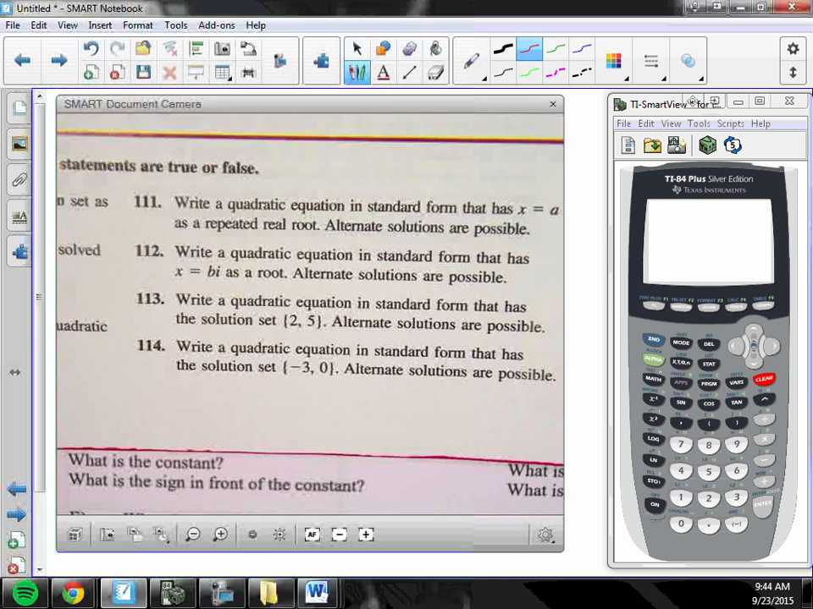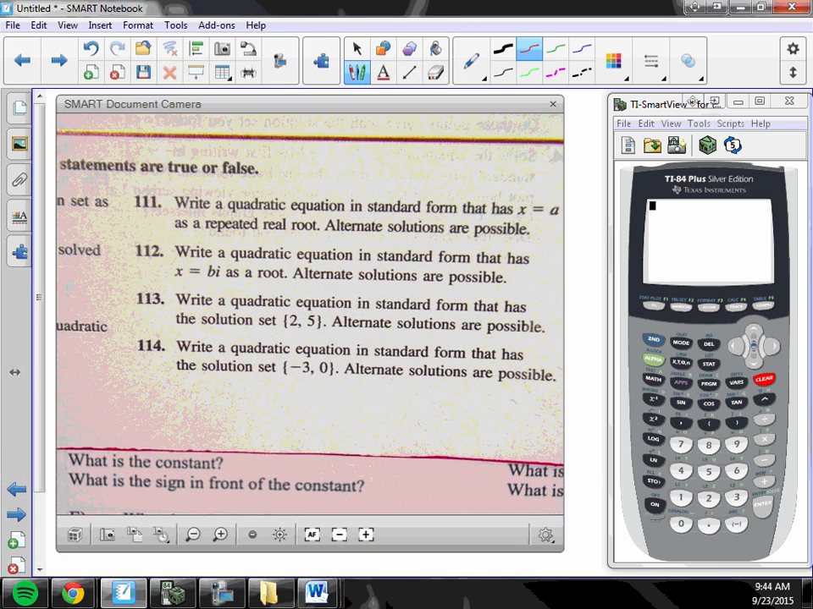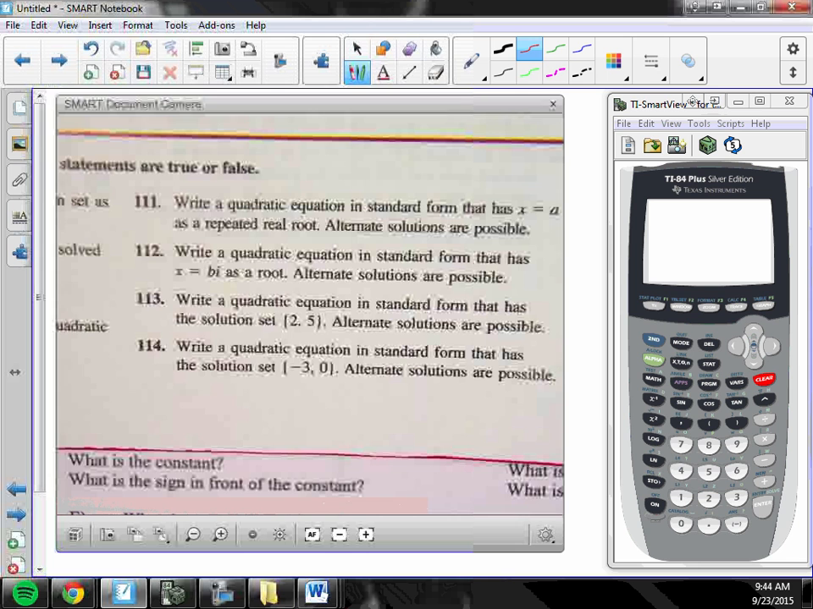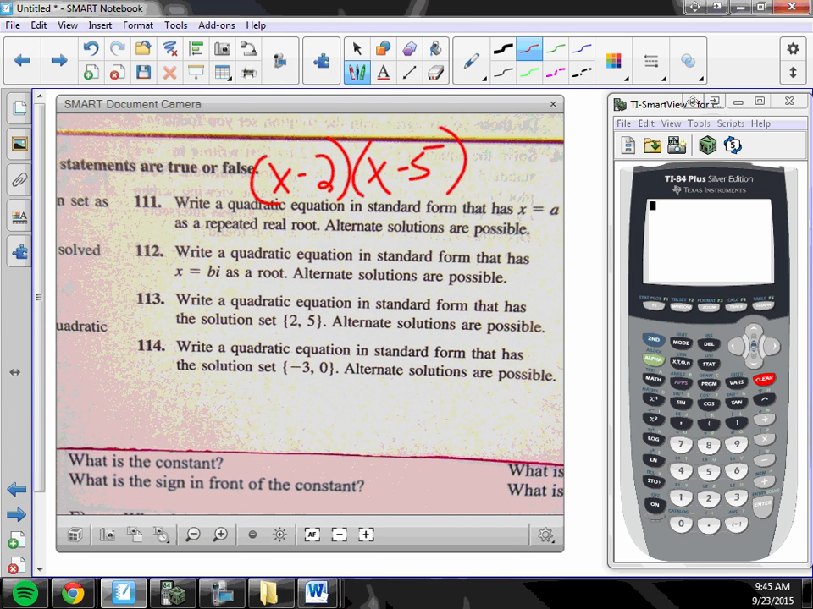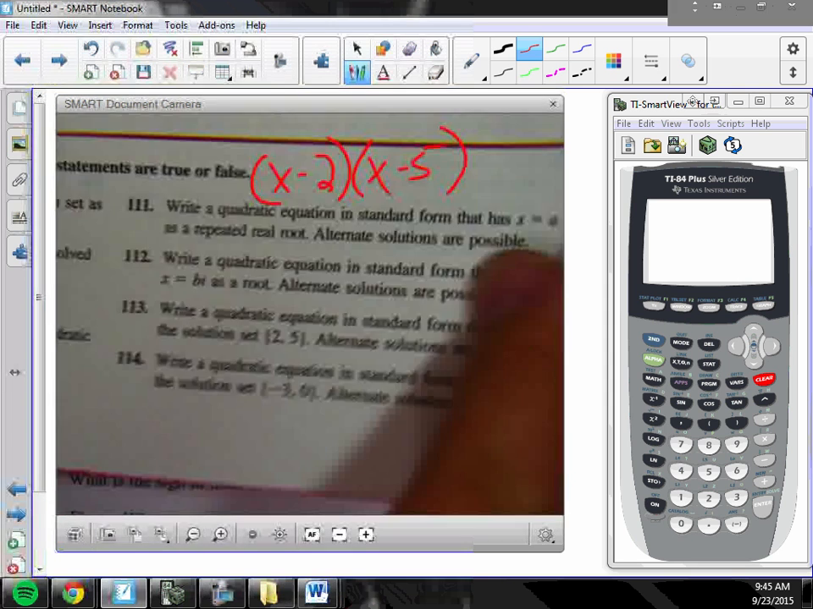Okay. 113. Write a quadratic equation in standard form that has a solution set 2, 5. How do you do that? So you're going to take x minus 2 and multiply it by x minus 5. And then 114 would be the same thing, but you don't have to do 114. Okay, turn the page.